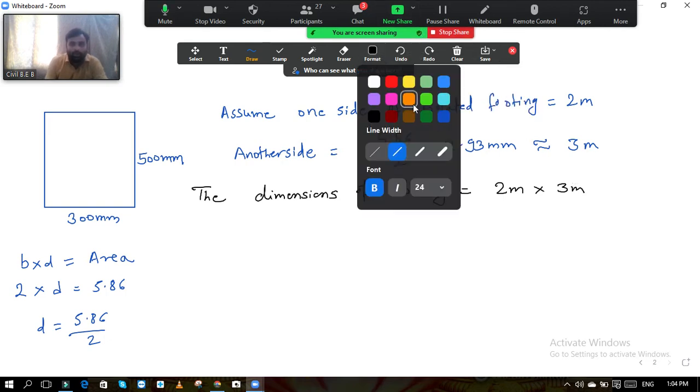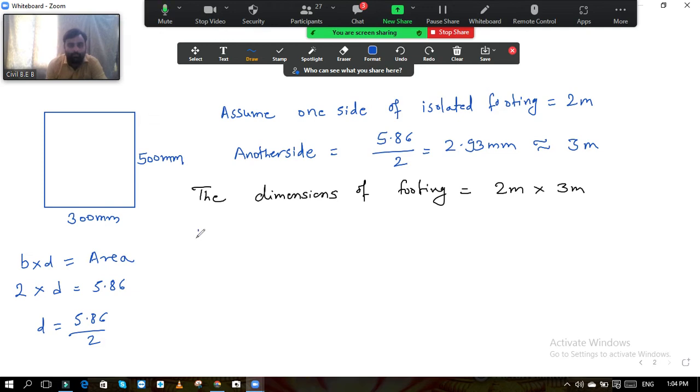Now what is the area of footing provided? The area of footing which we have provided is 2 into 3, which is equal to 6 meter square. The required is 5.86 and we have provided 6 meter square. Hence it is okay.